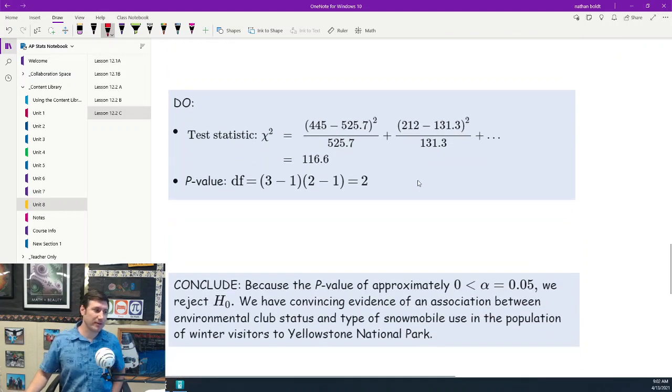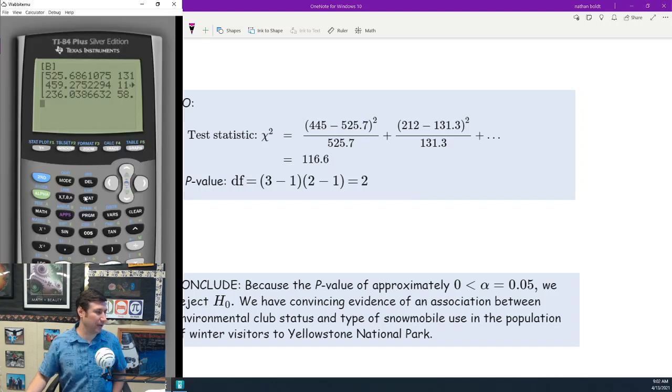The do part. Now, we have the answer, right? It was on my calculator. I go stat, tests, and I do the chi-squared test, calculate. There are all my numbers. So, do I need to write out the steps by hand?